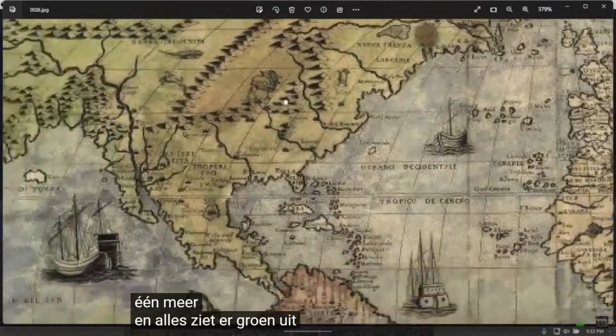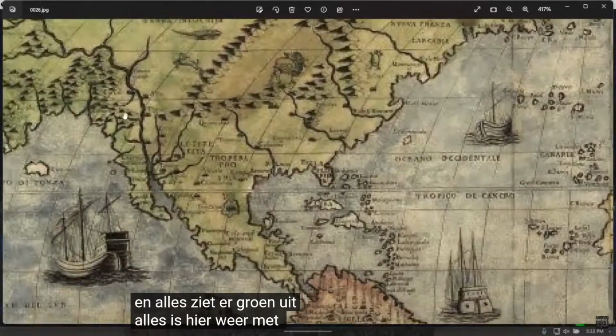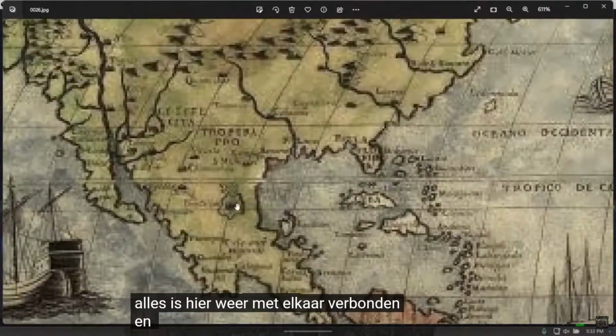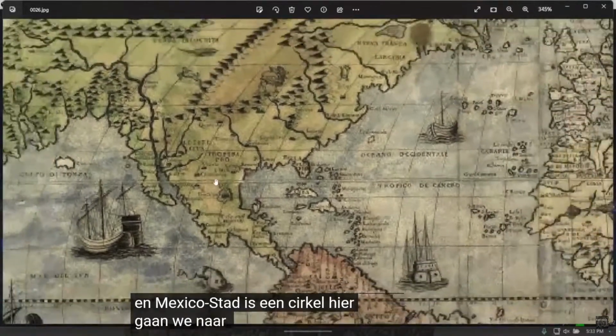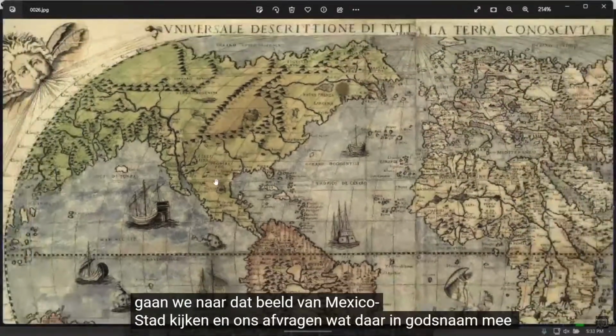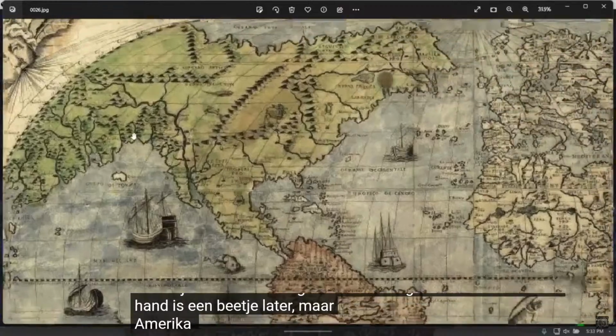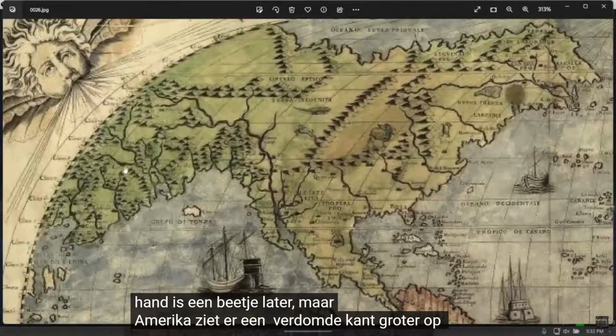And everything's looking green. Everything is connected up by here again. And Mexico City is a circle here. We're going to look at that image of Mexico City and wonder what the hell is going on with that a little bit later. But America looks a damn sight bigger on this.